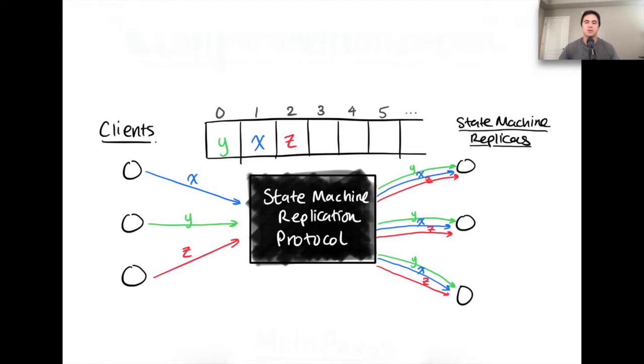Second, the state machine replication protocol totally orders these commands into a log. Finally, the state machine replicas execute these commands in log order. Because every state machine executes the exact same commands in the exact same order, every replica stays in sync.